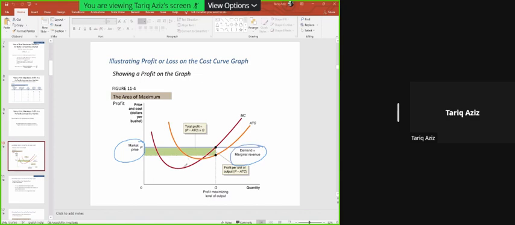And the point where MC cuts MR. So this is the marginal cost curve. The marginal cost curve is cutting the marginal revenue curve here. So this is the point, that is quantity Q. So quantity Q is the optimal quantity for this firm. If this firm produces quantity Q, that will generate the maximum profit for this firm.